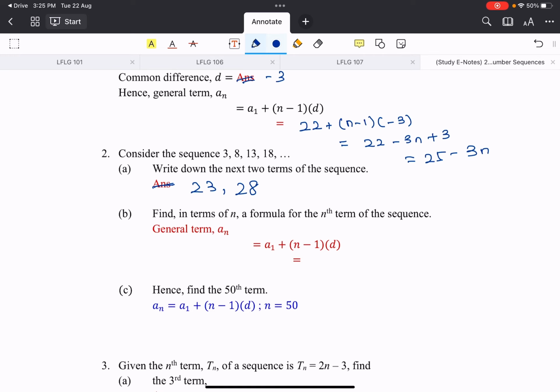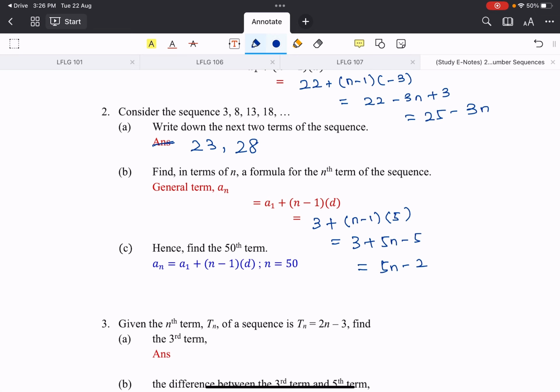Okay. So once we have that, let's find the general term using the formula again. In this case, the first term is 3 plus n minus 1. Sure, let's write it down. n minus 1, the difference is 5. Okay, so we simplify this. This becomes 3 plus 5n minus 5, which results in 5n minus 2.